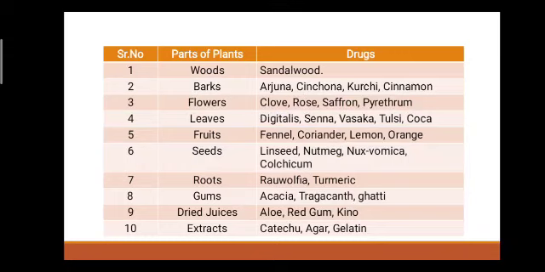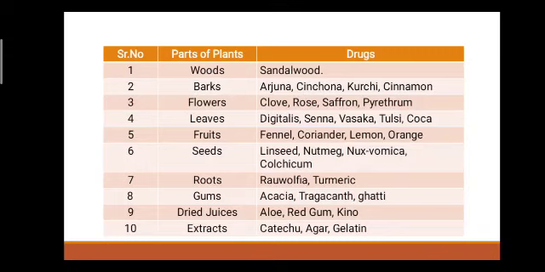Then the illustrations of morphological classification. First, woods, for example, sandalwood. Second, barks, drugs such as arjuna, cinchona, kurchi, cinnamon. Third, flowers, drugs such as clove, rose, saffron, pyrethrum. Fourth, leaves: digitalis, senna, vasaka, tulsi, coca. Fifth, fruits: fennel, coriander, lemon, orange. Sixth, seeds: linseed, nutmeg, nux vomica, colchicum.